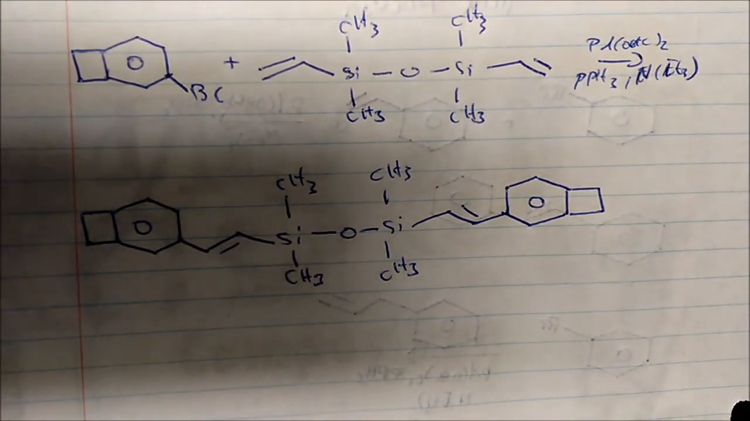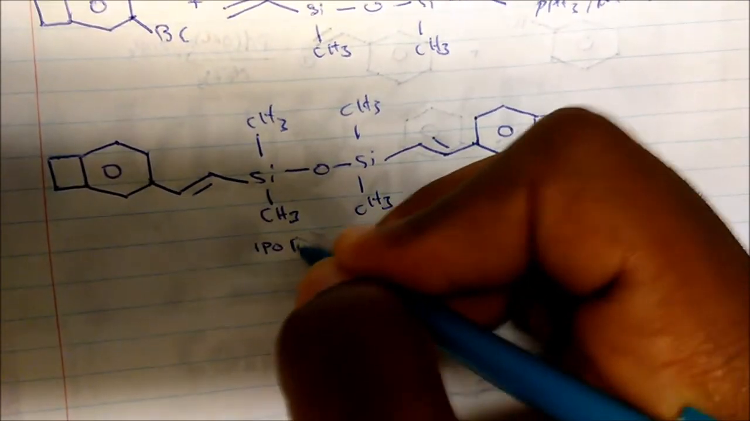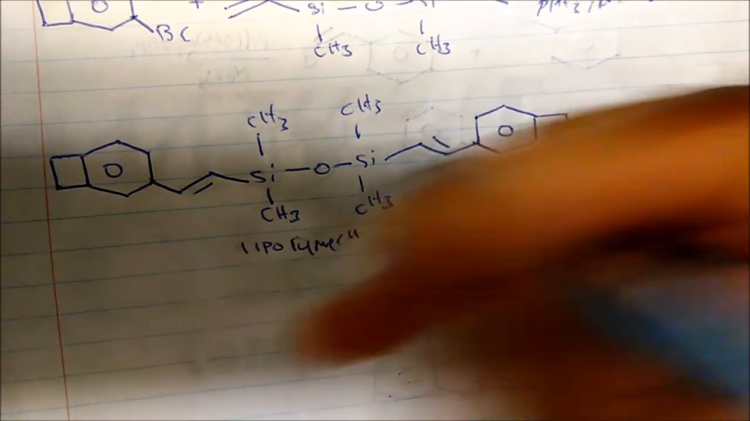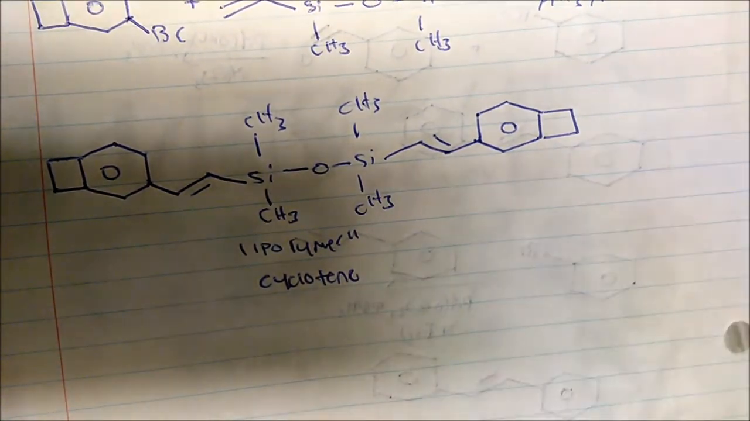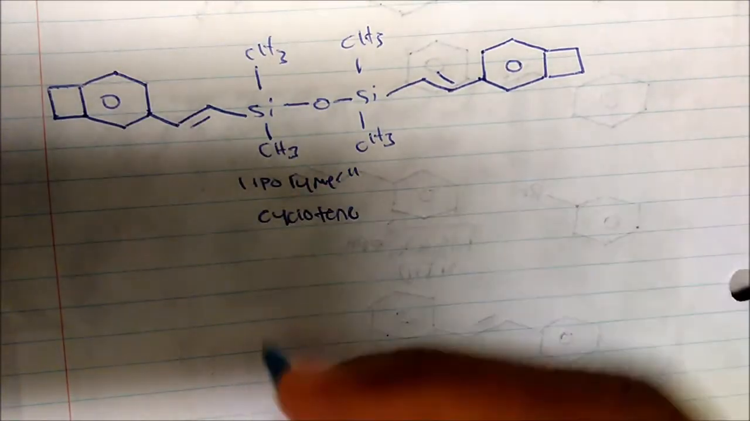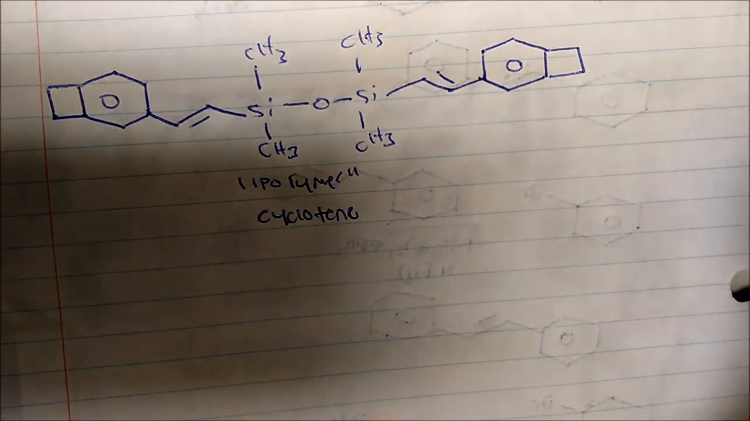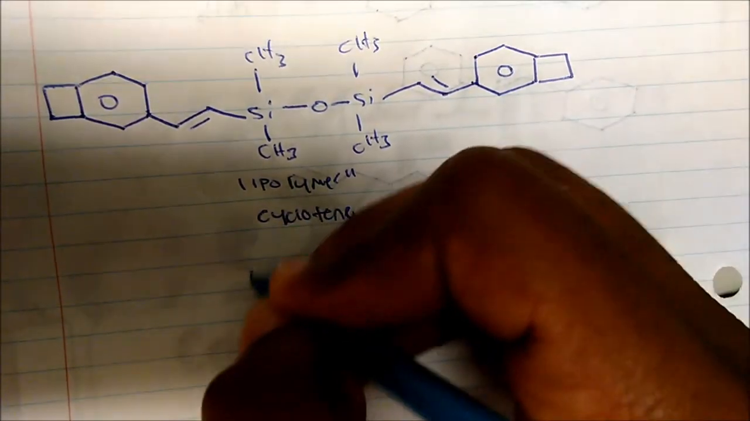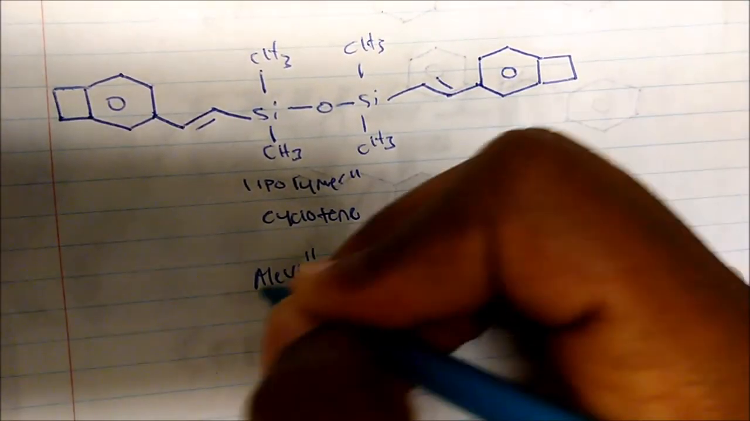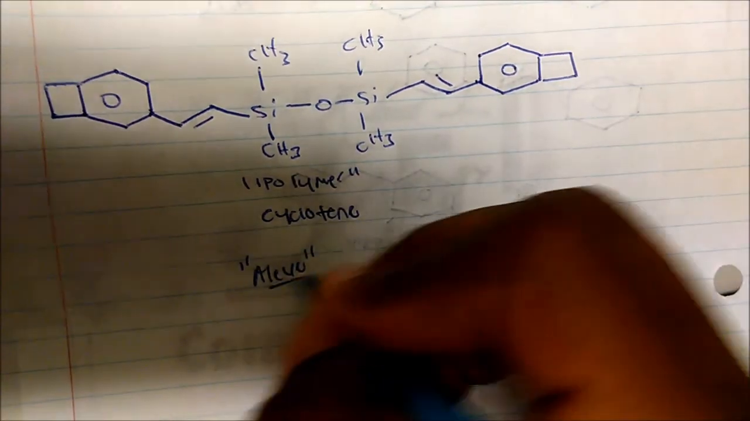Now, this is a polymer. Okay, and in fact, this is actually cyclotene. Now this chemistry is very new, and the guy actually won a Nobel Prize. And this is a chemistry they used to make a leaf. You know, a leaf in Walgreens. It was a chemistry used to make a leaf.